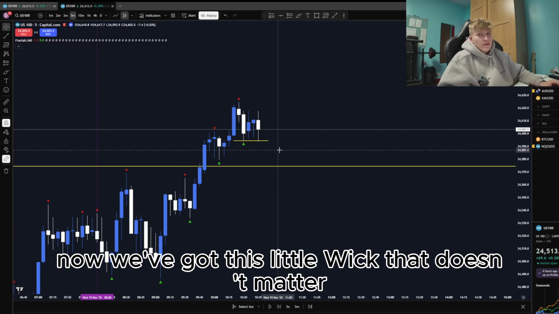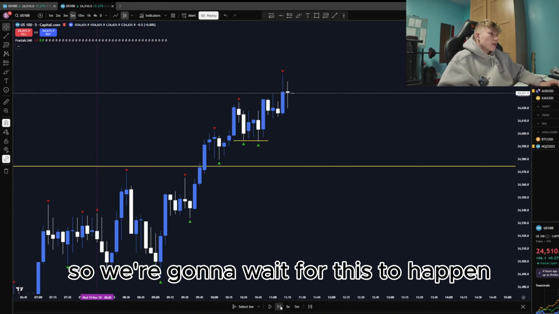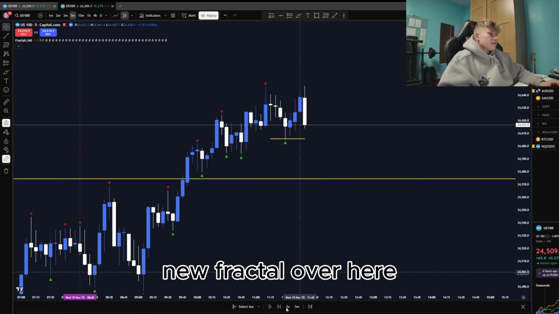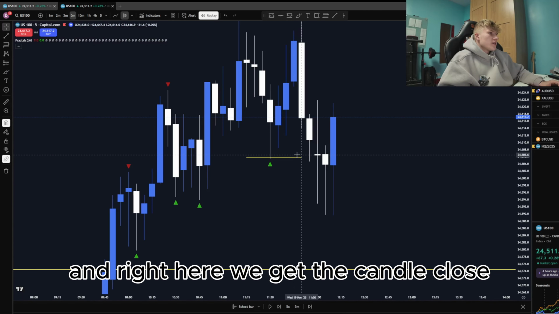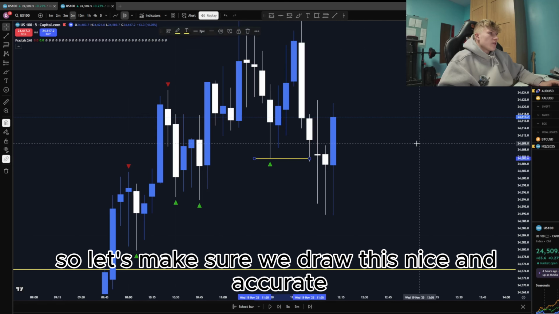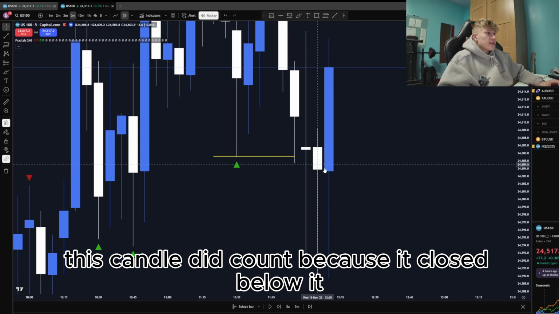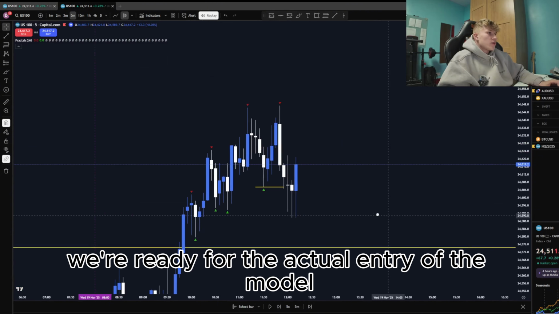Now we've got this little wick, that doesn't matter, we need a full candle close. So we're going to wait for this to happen. New fractal over here. And right here we get the candle close. So let's make sure we draw this nice and accurate right here. Now this candle wouldn't count because it didn't close. This candle did count because it closed below it. So as soon as we've got this, we're ready for the actual entry of the model.